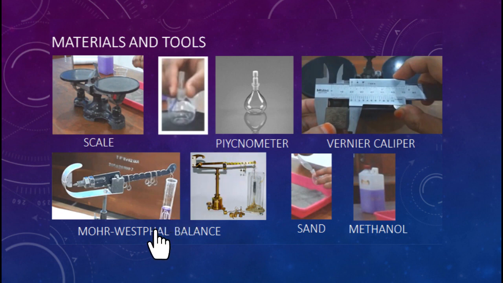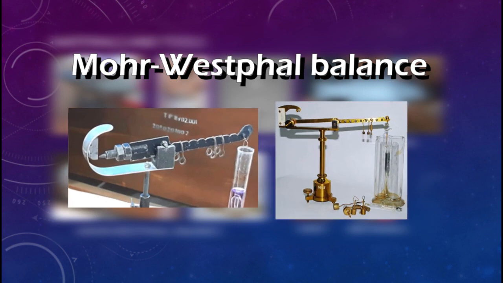For the bottom left corner here, the Mohr-Westphal balance. What we have here is the left picture, and the right one is just from the internet. The Mohr-Westphal balance is pretty much like the balance where you have the mass on the right-hand side, and the needle is going to be balanced between left and right. So the torsion between left and right is zero, and it's quite balanced. Once you have the object on the right, the torsion is going to be positive on the right, and that's an imbalance condition.